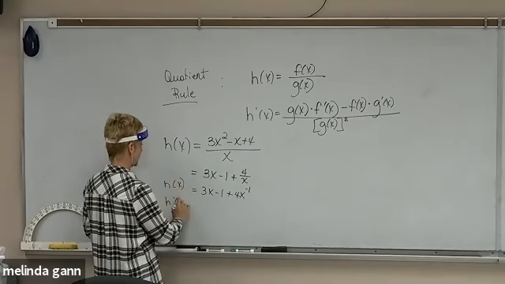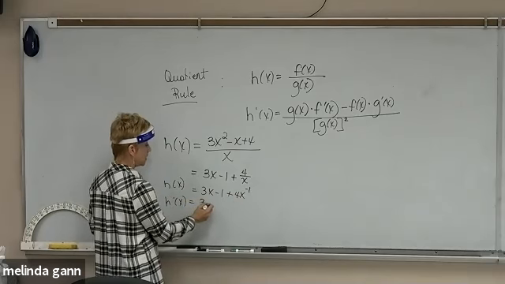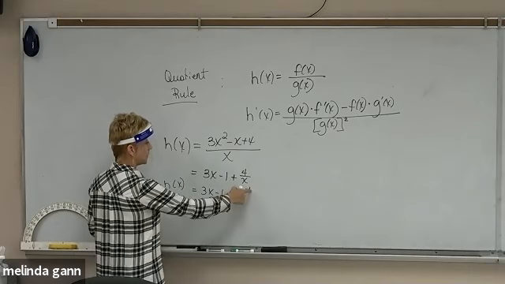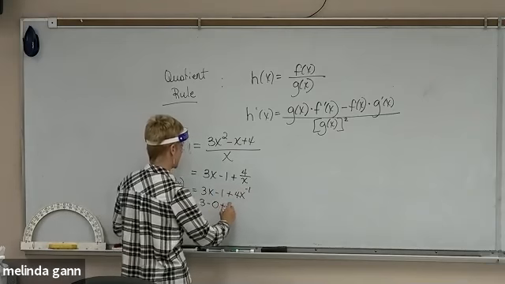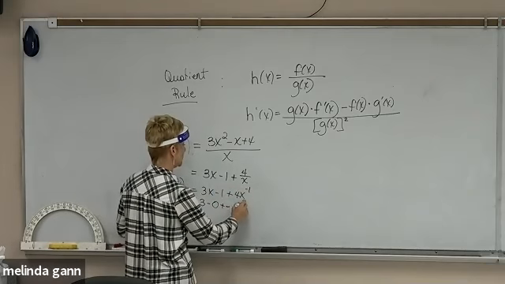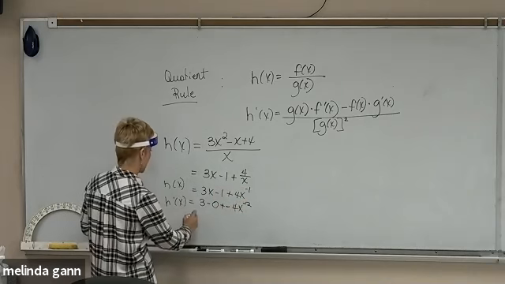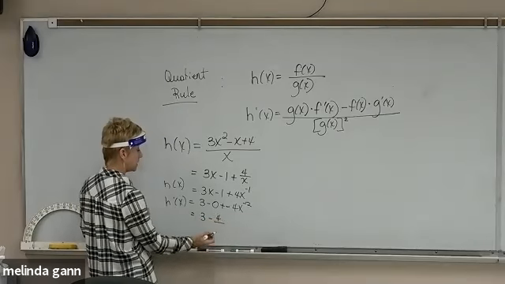Now I'm ready for my calculus derivative. What's the derivative of 3x? 3. Minus, what's the derivative of that constant? 0. And then when that negative 1 comes down, it's going to make it what kind of 4? Negative. So I've got a negative 4x to the what? To the negative 2. Everybody okay? So I've got 3 minus 4 over what?